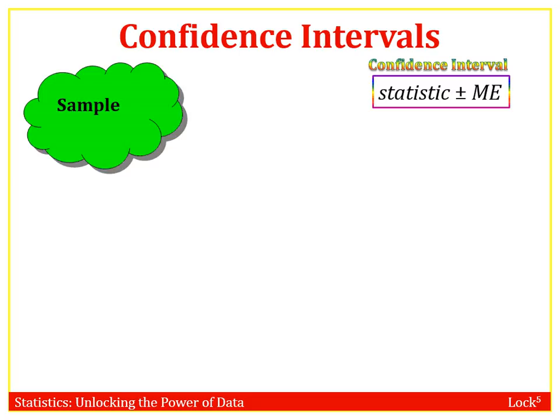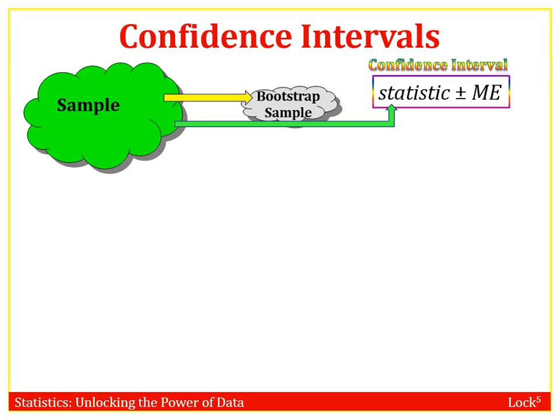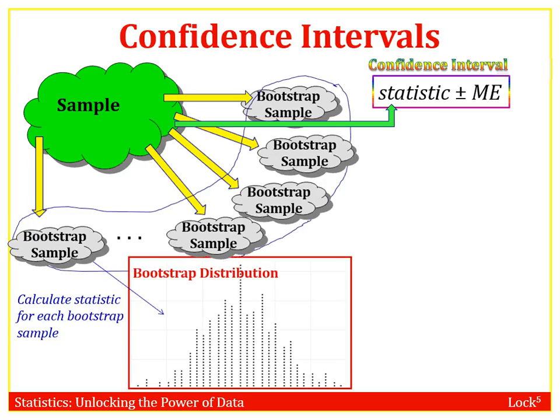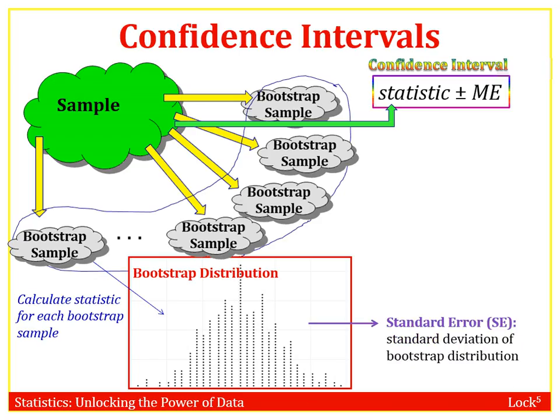So, quick review, we take that, we sample, we get our statistic, we do our bootstrap samples, we calculate our bootstrap distribution, which tells us our standard error, which is the standard deviation of that sampling distribution, which gives us our margin of error, which gives us our confidence interval.